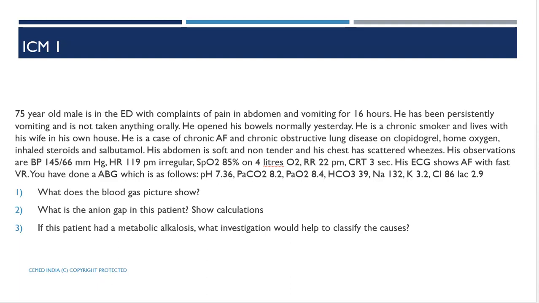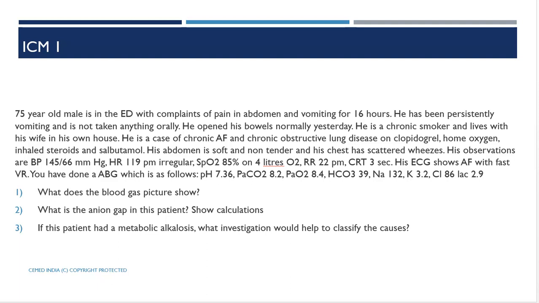What is the anion gap? I need you all to write sodium plus potassium minus, in brackets, chloride plus bicarbonate is equal to 132 plus 3.2 minus 86 plus 39, and that will give you 10.2 something. But I have given marks for people who have just used sodium and have not used potassium, because that's also an acceptable way to calculate. But I prefer doing both positives plus both negatives.